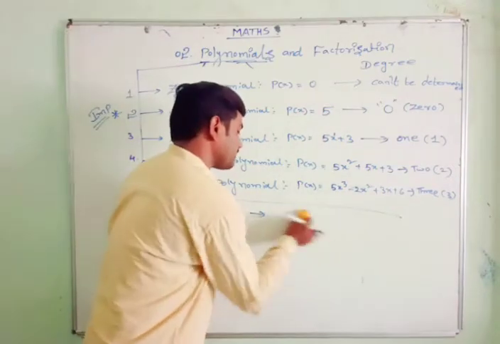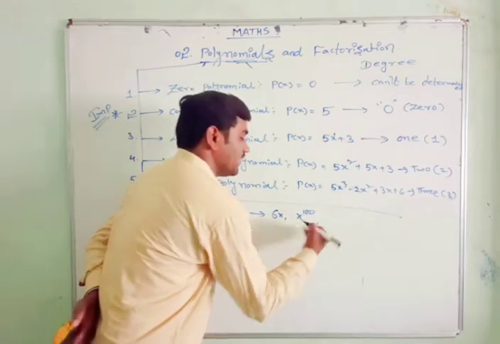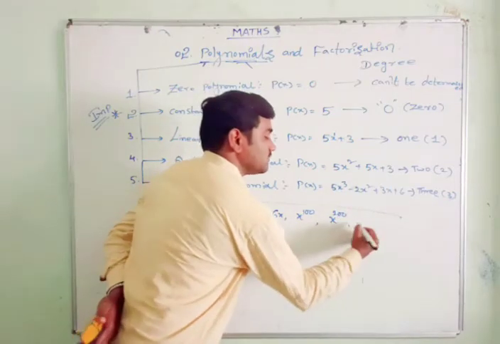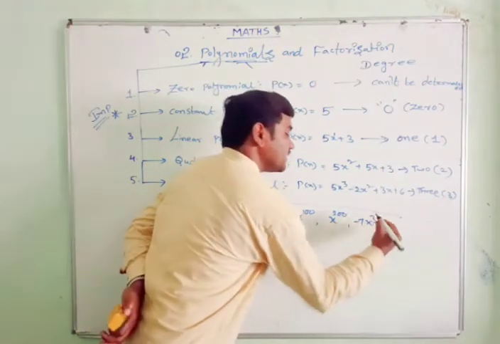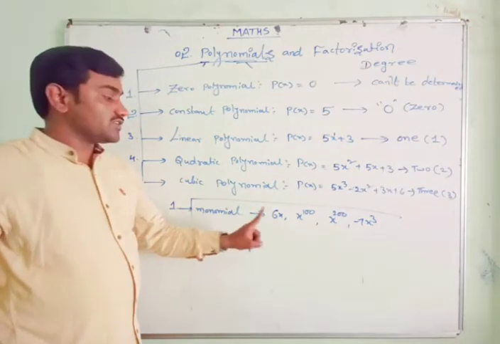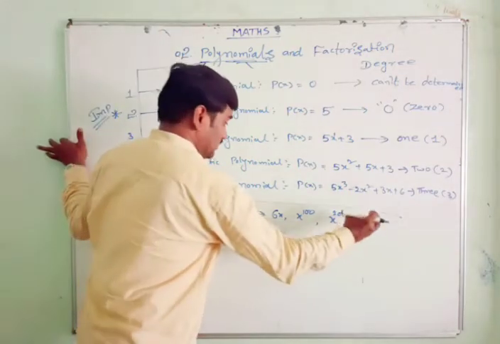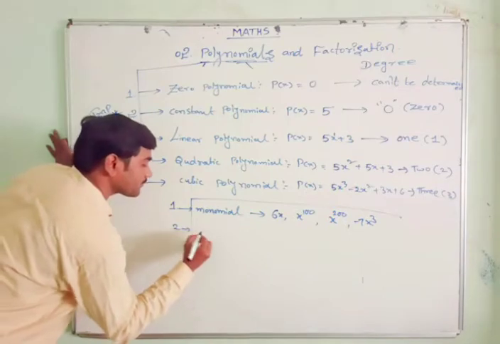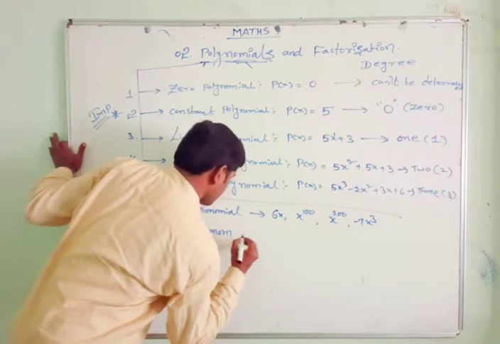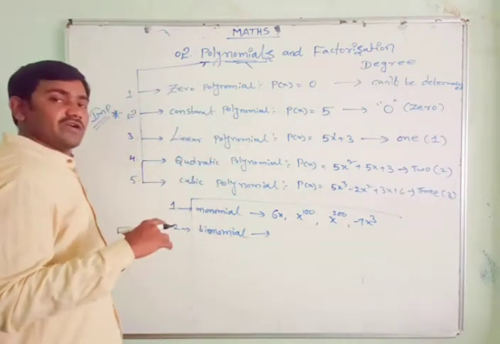See, 6x, only one term. x to the power of 100, it is one term. x to the power of 200 is also one term. Minus 7x to the power of 3 is also one term. So if a polynomial or an algebraic expression contains only a single term, it is known as a monomial. Next one, binomial.